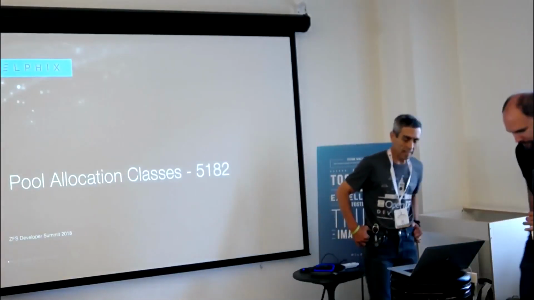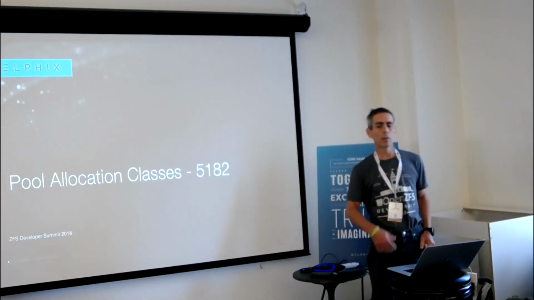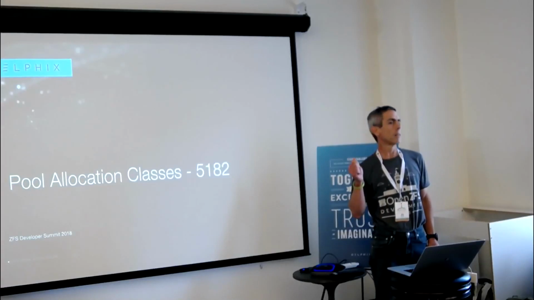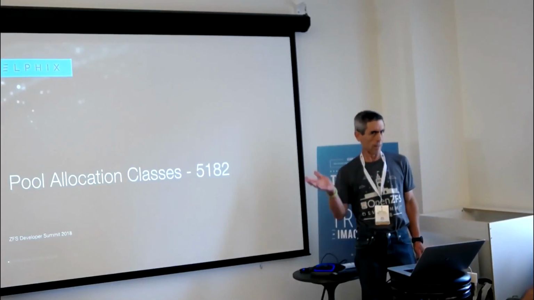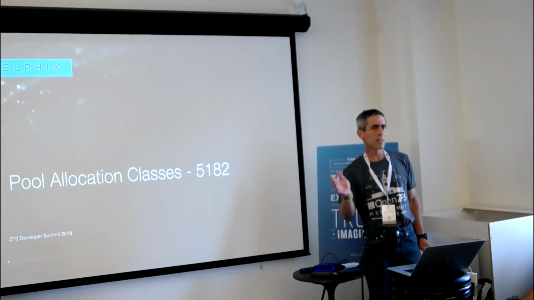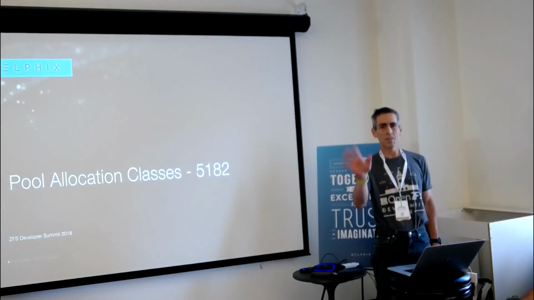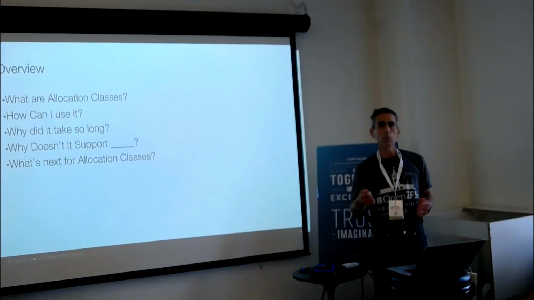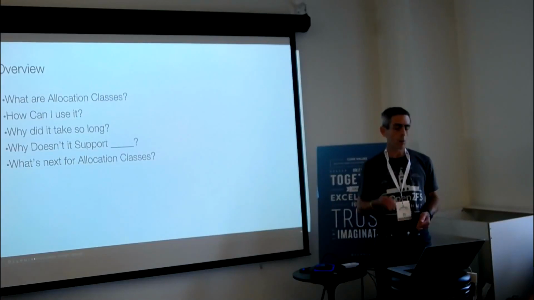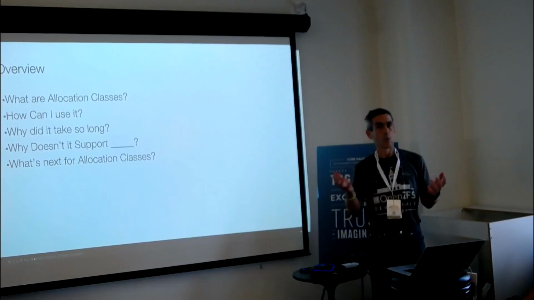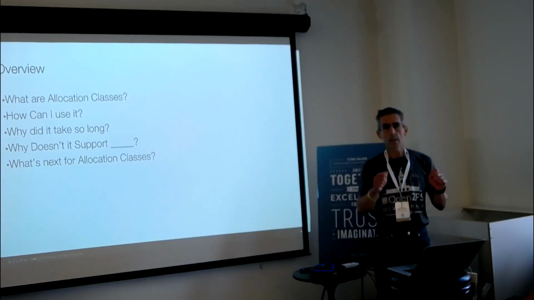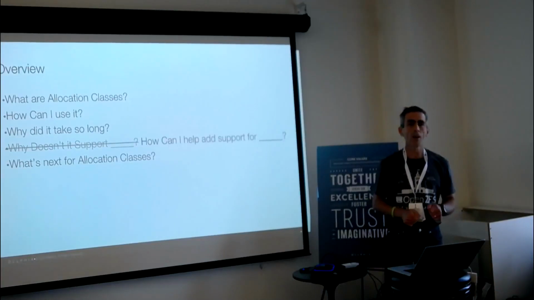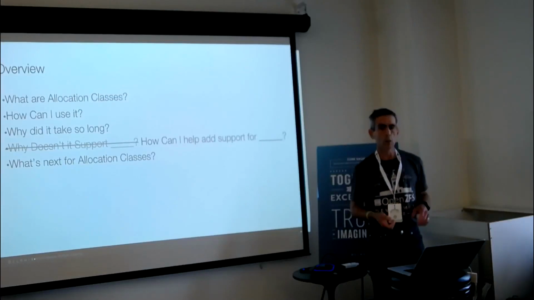Okay. Full allocation class is also known as 5182, if you were following the pull request that Matt mentioned. So yesterday, I think there were several Q&As that mentioned allocation classes. Was anybody out there thinking, what's an allocation class? Anybody kind of lost? Okay, good. This talk is for you. This is a lightning talk, so I'm going to go pretty fast, but I'm going to try to cover what they are, how you can use them, why it took so long, and why it doesn't support, no, wait, that's not right. How can you help me get support for whatever's missing, and then sort of what's next.